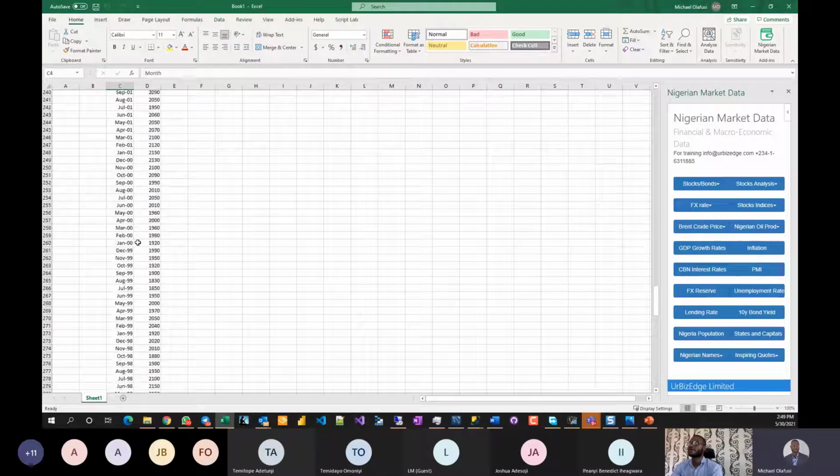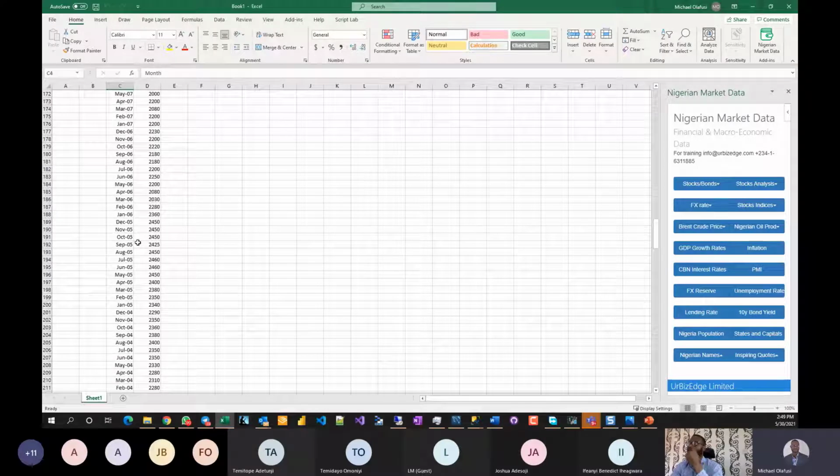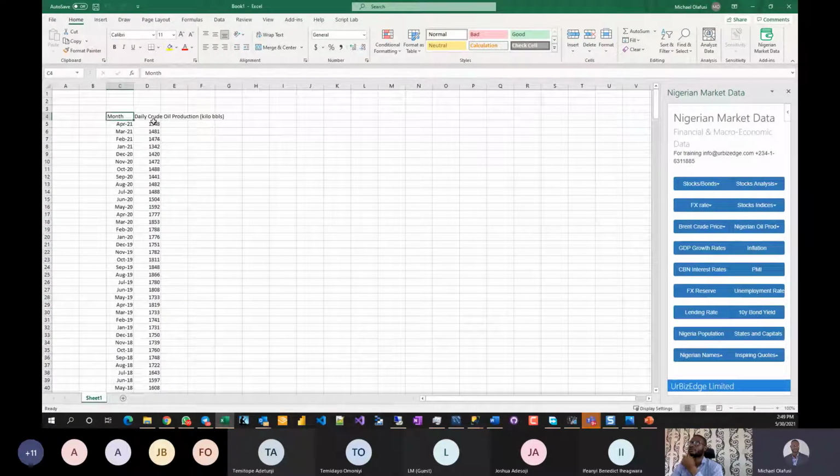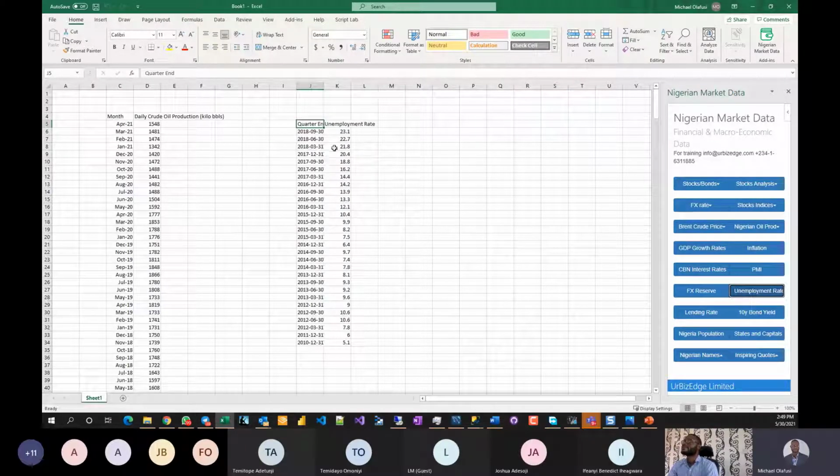So actually our oil production has reduced. In 2005, it was really high, 2.4 million barrels per day on average. But now we are at about 1.5, 1.4, which is too bad. And what other thing? Unemployment rates. Something is wrong with this figure here. We need to update this figure. It should be that the current rate is 33%. So good, I'm seeing that. Bond yield and all those things. You can see the bond yield. So all that information is there.